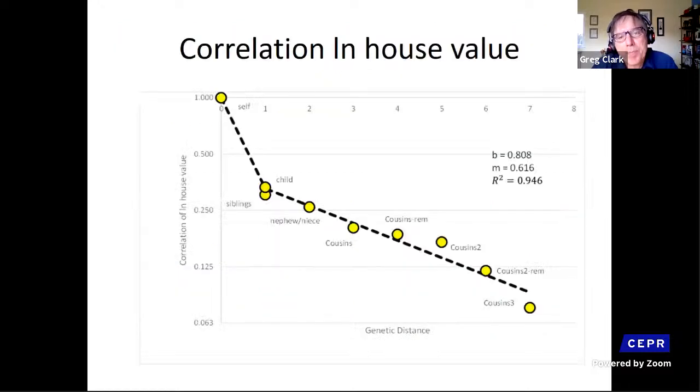And then if we plot this persistence, it looks very much like the picture I showed you earlier. The implied slope of that line is 0.8. The implied value of genetic marital correlation is 0.62, and the R squared is something like 0.95.